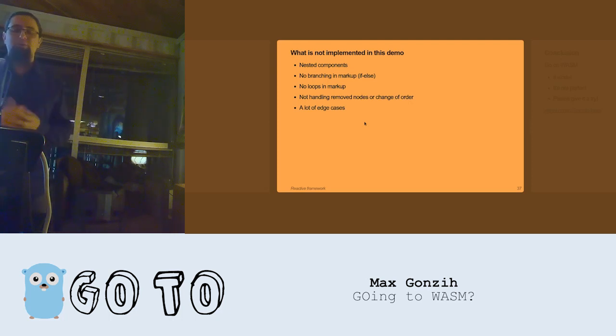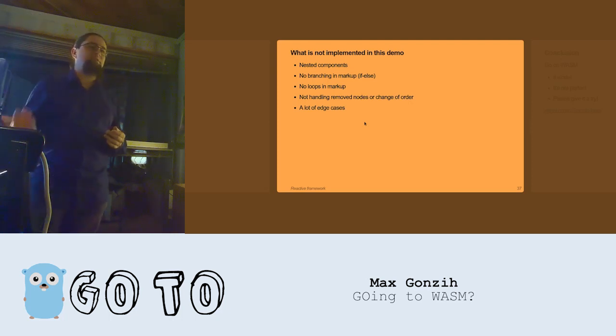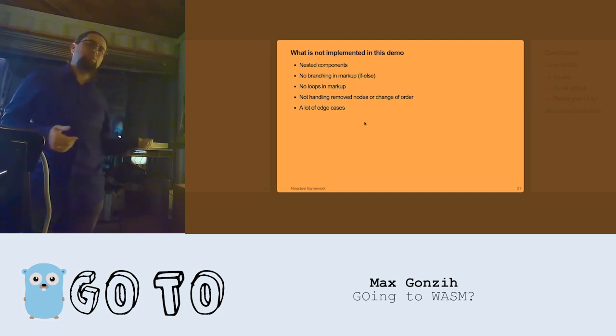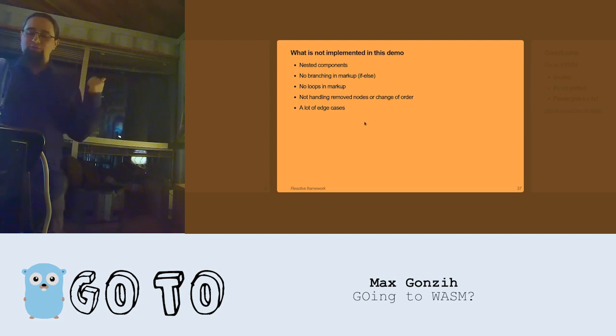No loops in the markup. You cannot iterate over some sort of a slice. We're not handling removed nodes or change of order of nodes as optimization. This is kind of tricky to do. React does a lot of magic in that, but it's also possible to do that in Golang. It's just a question of time and patience. And probably we don't handle a lot of edge cases.